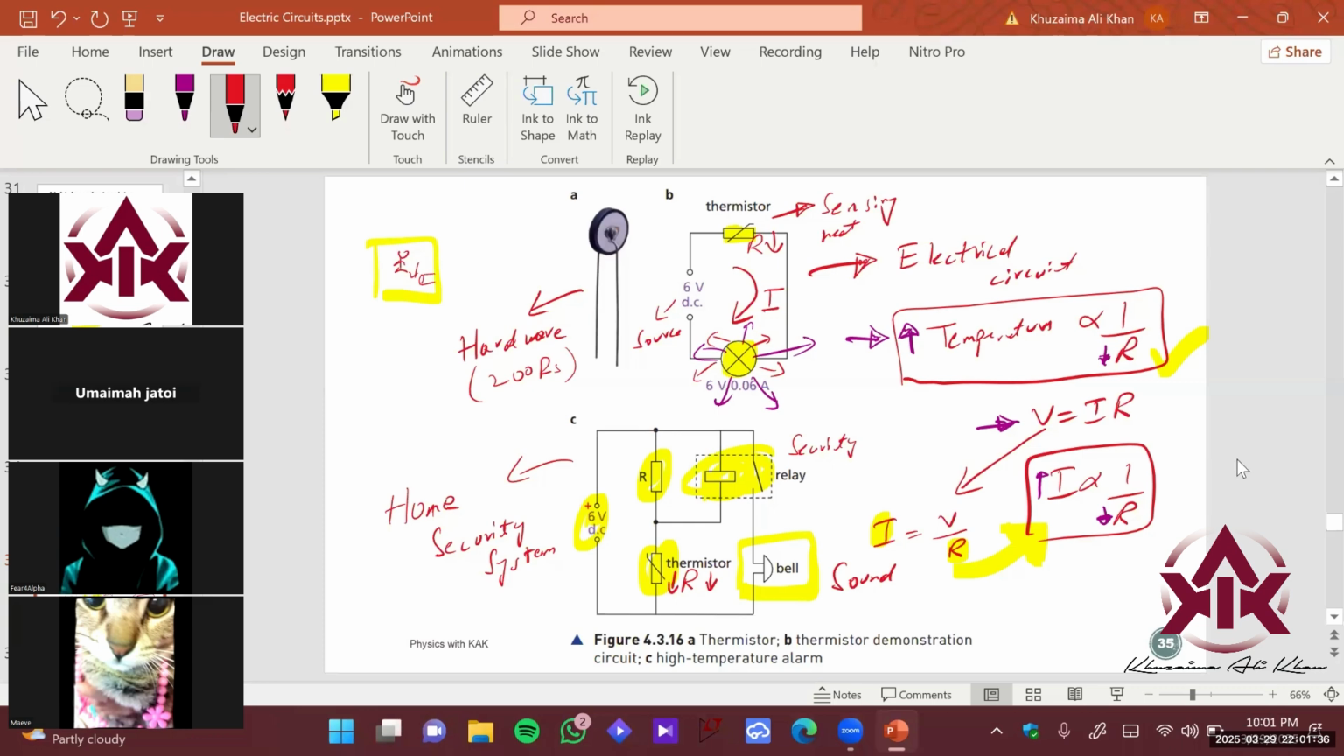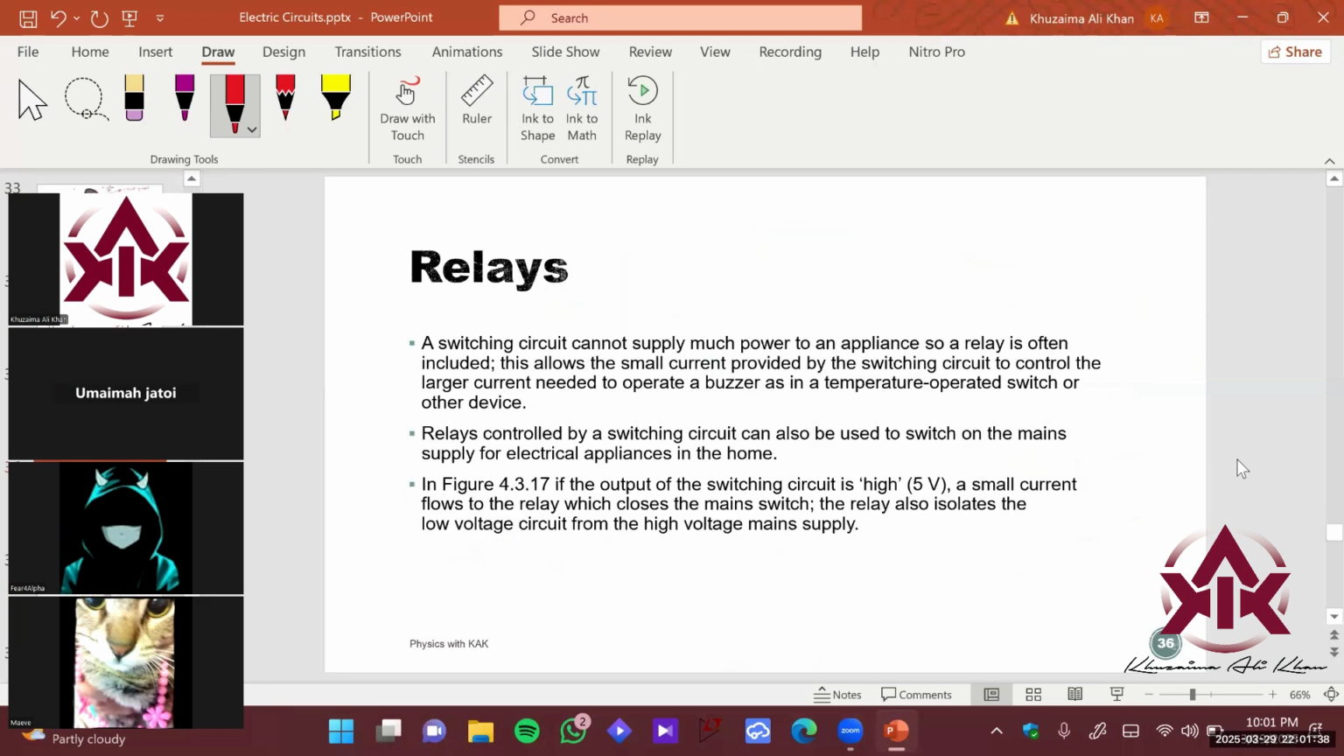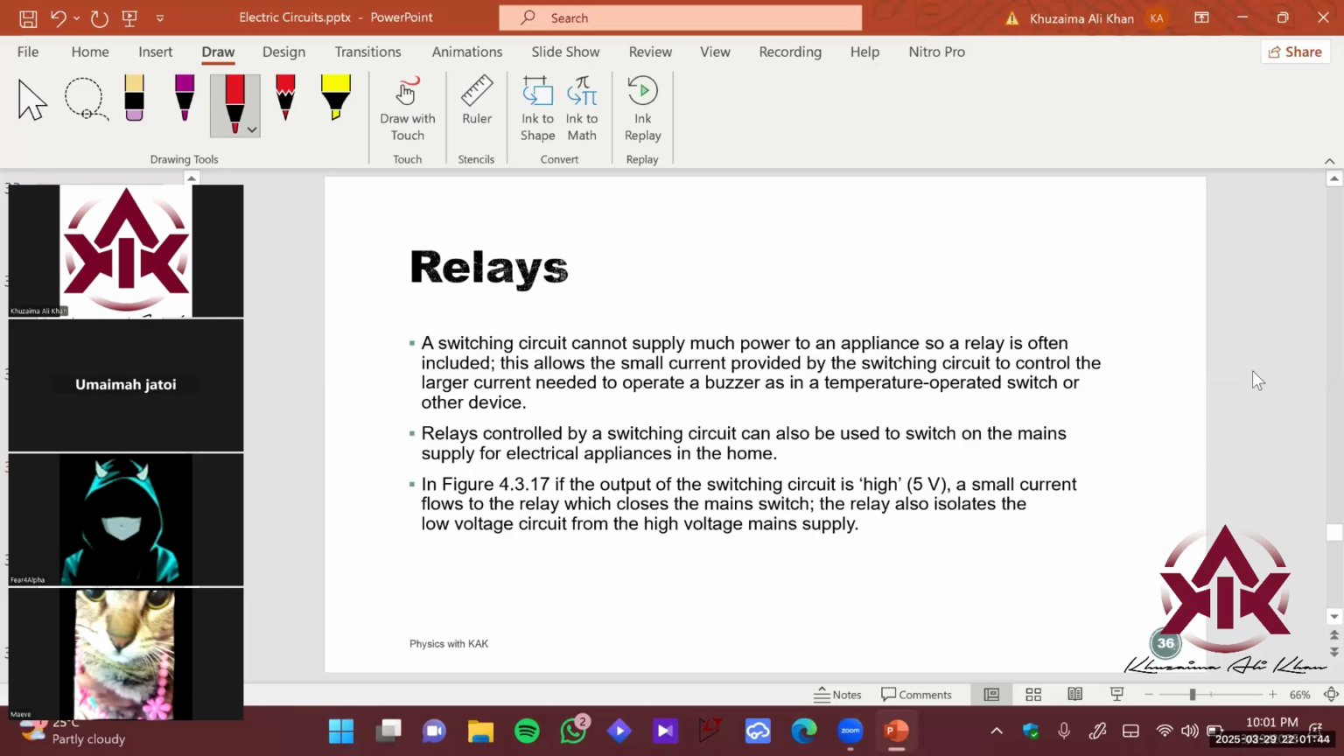So let's move on to relays over here, right? We have almost the closing topics here. So we have relays here, right? So what is a relay?